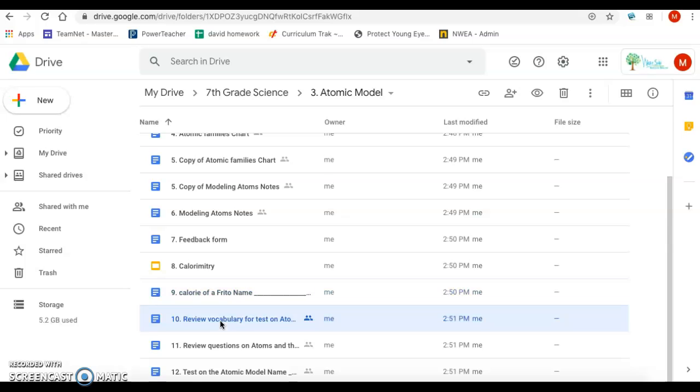See how close they got, the vocab terms they need to know for this unit, the review questions, and then the test. Hope this helps. Use what you like, use what you can, use what resonates with you. And that's it for that.